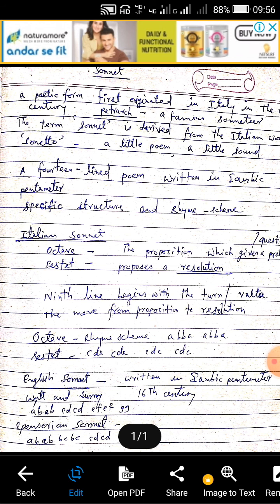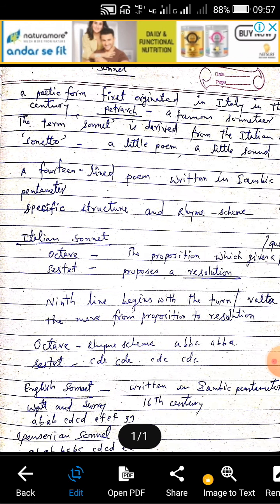So in all, we can say that a sonnet is a poetic form first originated in Italy in the 13th century, a poem which is written in 14 lines. That is the practiced poetic form of writing sonnet.